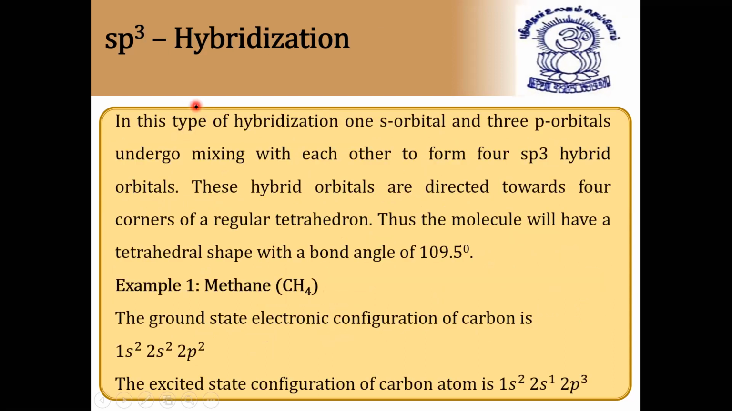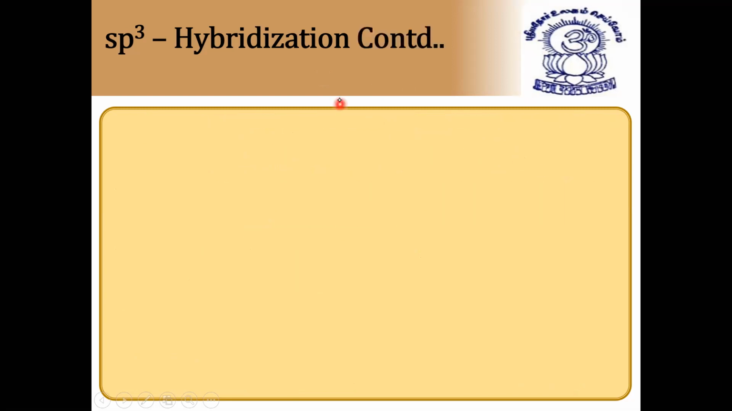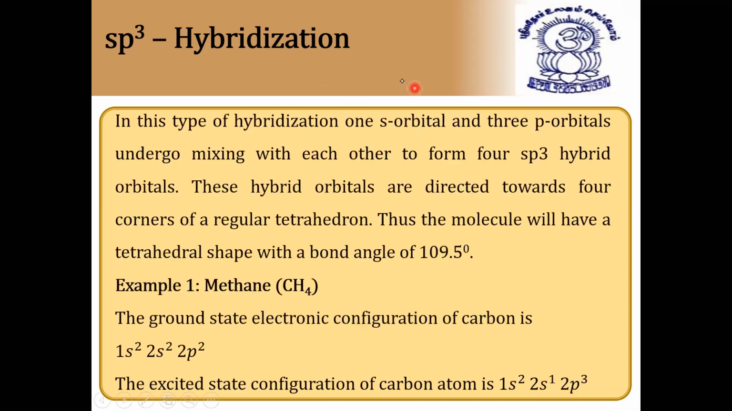Next, we have sp3 hybridization. Very, very important. So, what is sp3 hybridization? In this type of hybridization, one s orbital and three p orbitals undergo mixing with each other to form four sp3 hybrid orbitals. How many sp3 hybrid orbitals? Four.